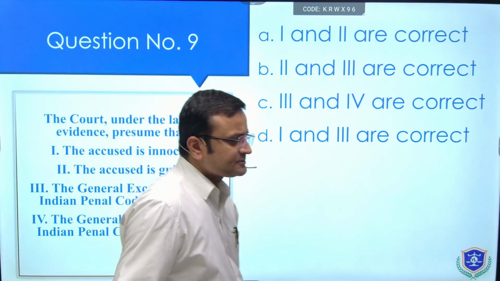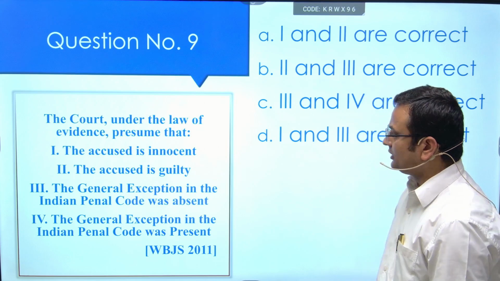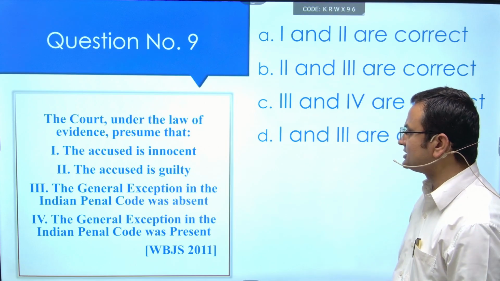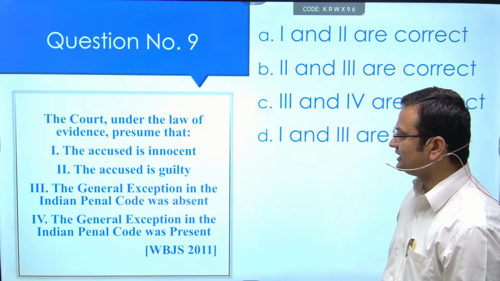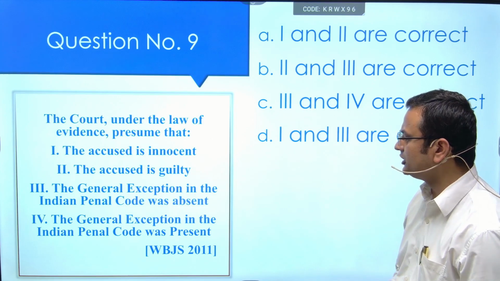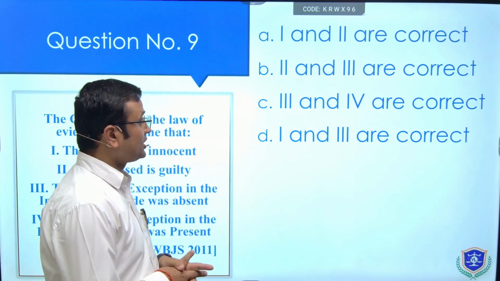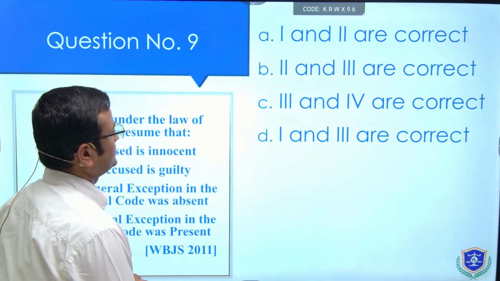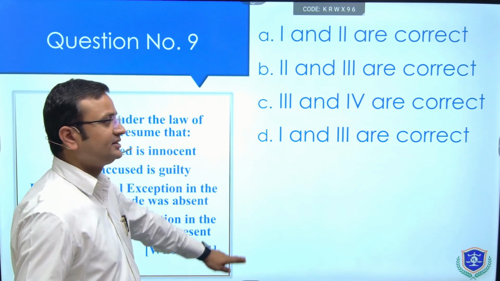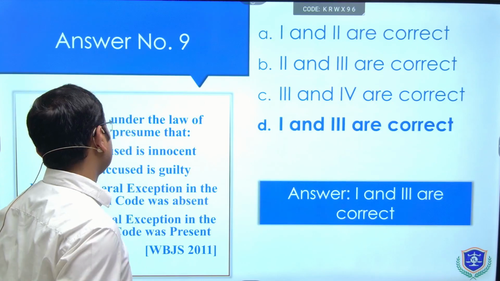Next question is, the court under the law of evidence presumes that: first, the accused is innocent; second, the accused is guilty; third, the general exception in the Indian Penal Code was absent; fourth, the general exception in the Indian Penal Code was present. Options are 1 and 2 are correct, 2 and 3 are correct, 3 and 4 are correct, 1 and 3 are correct. Let's see the answer. The answer is 1 and 3 are correct.